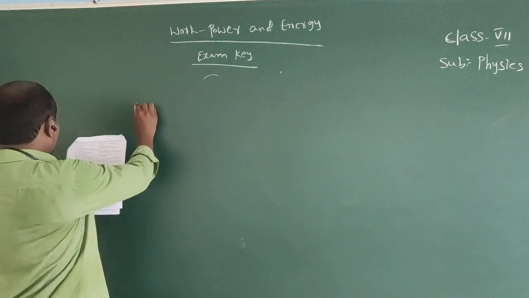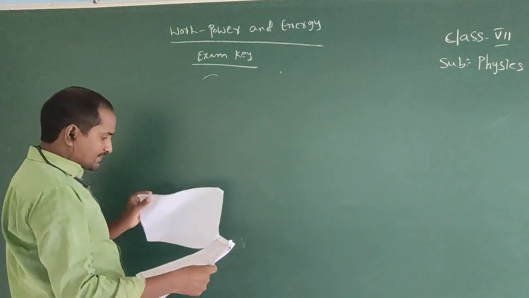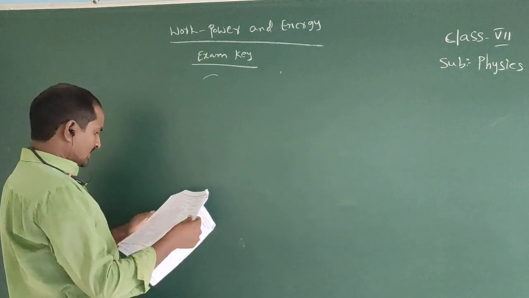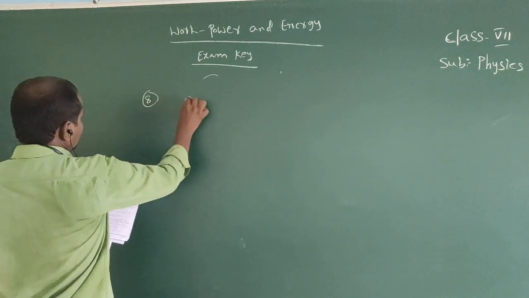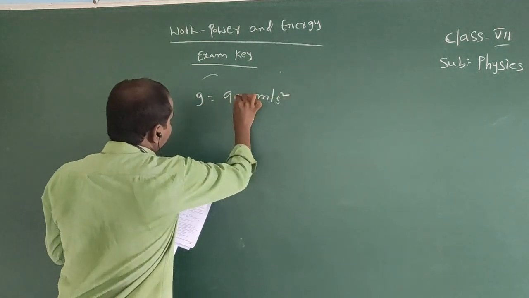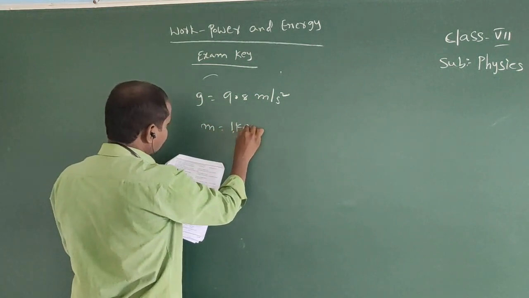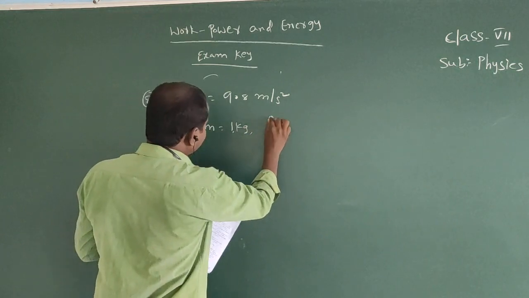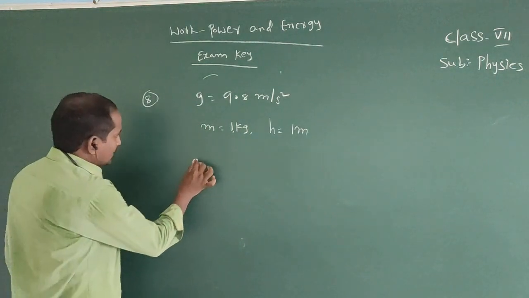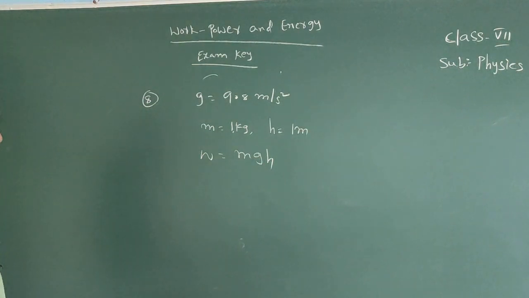So here you take g equal to 9.8 meter per second square, mass equal to 1 kg, and height is given, that equal to 1 meter. Then find the work done. So here work done equal to mgh.